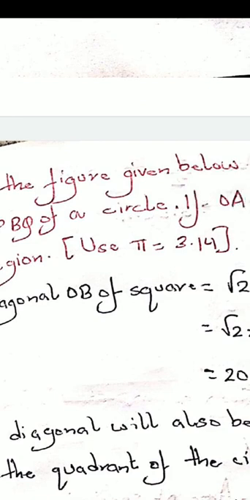I have been stressing on this: if the pi value has been given as 22 by 7, use 22 by 7. But if it has been mentioned 3.14, we have to use 3.14. I hope this is clear to everyone. So just go through the problem once.